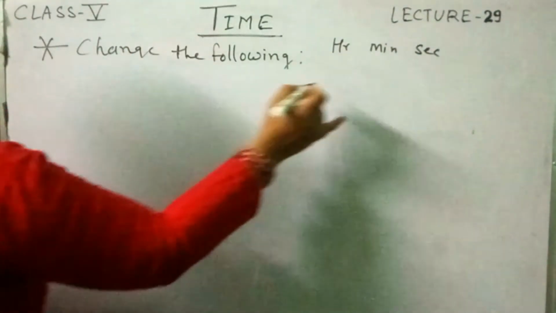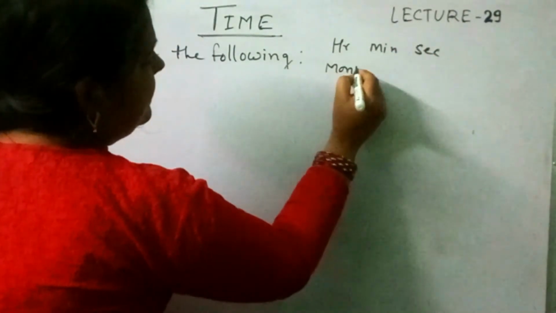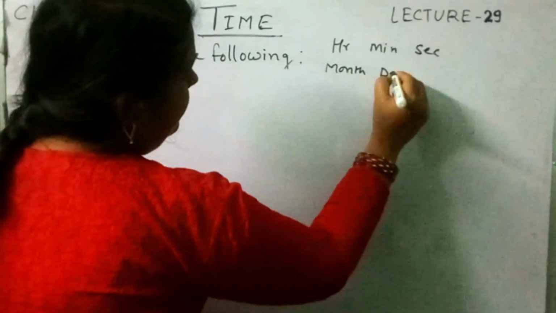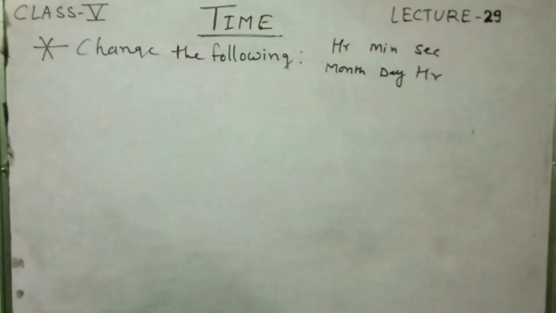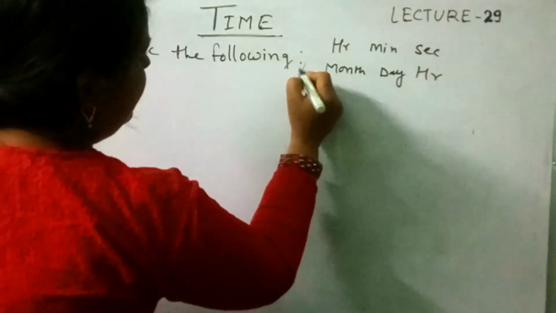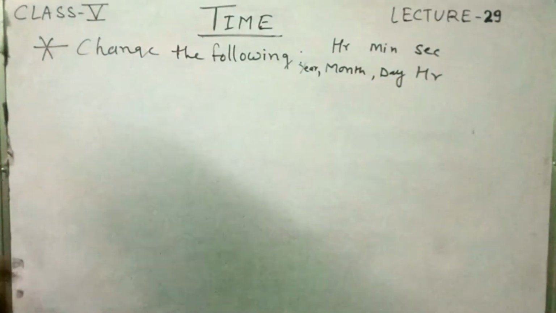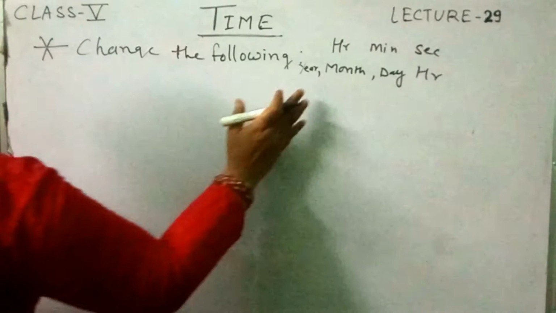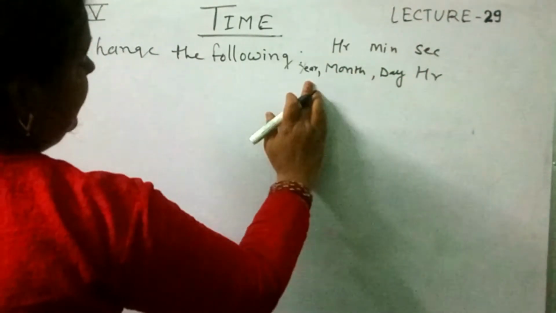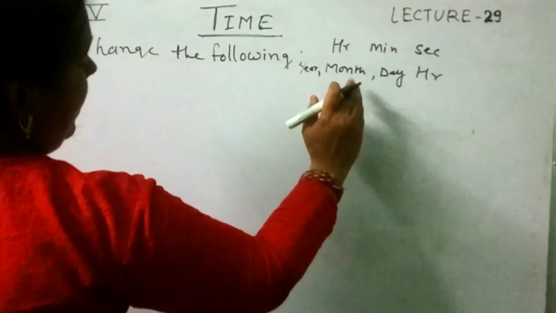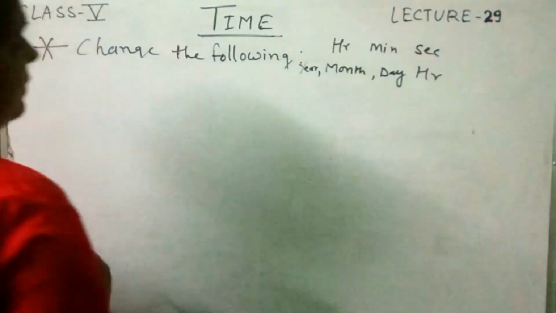That is the hour, minute, second. Same way you write month, then day and then hour. Month, day, hour. And here you can write year also. Year, month, day and hour. That is the decreasing order I have written here. Year, month, day, hour. 1 year is 12 months, 1 month is 30 or 31 days, 1 day is 24 hours.